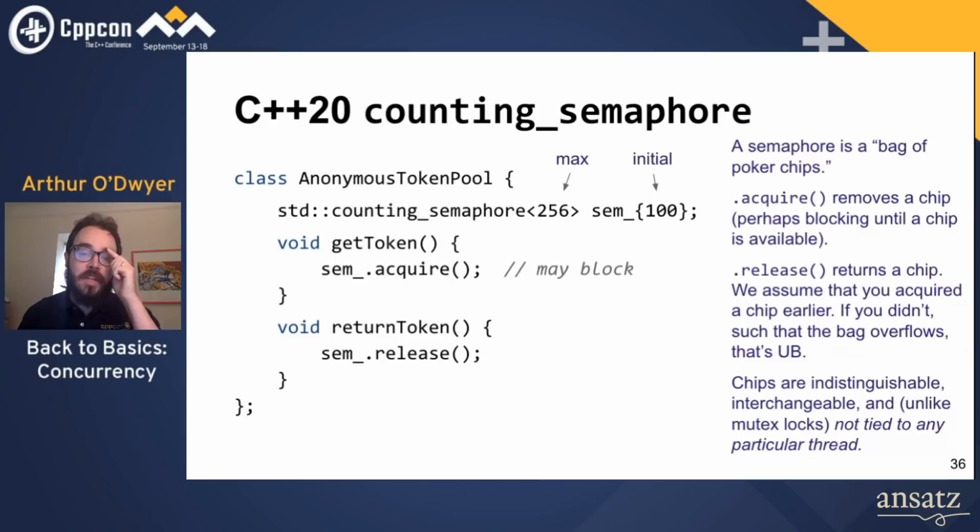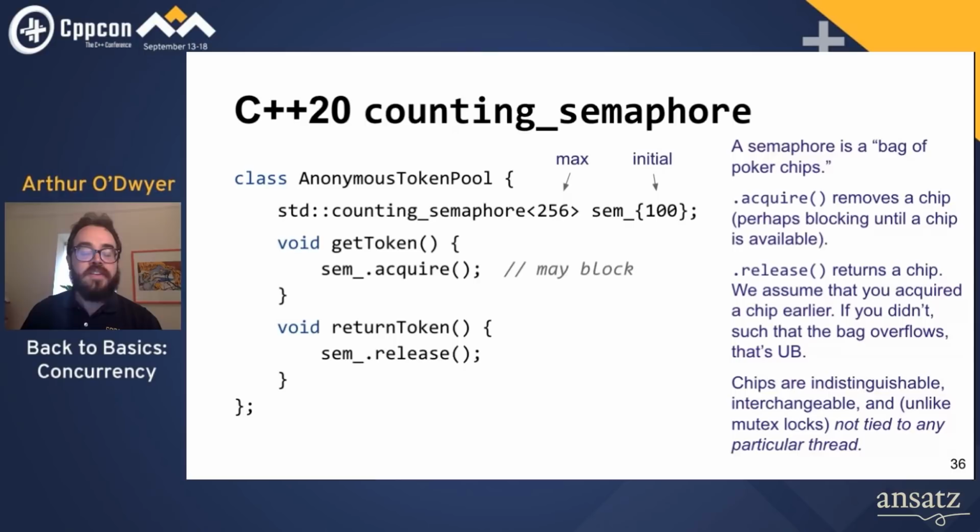In C++20, we also add semaphores. A semaphore is a bag of poker chips, very similar to our thread pool. This is now sort of built into the library. It has two methods, acquire and release. Acquire removes a chip from the bag, and if there are no chips available, it will block until there are chips available. Release returns a chip to the bag. We assume that you acquired a chip earlier. If you didn't and you just keep releasing chips and adding things until the bag overflows, that's undefined behavior. But it's basically a counter that can go up and down and up and down. And if it gets to zero, it blocks until someone else bumps it up. Chips are indistinguishable, interchangeable, and not tied to any particular thread.